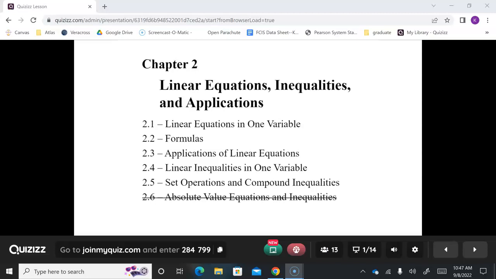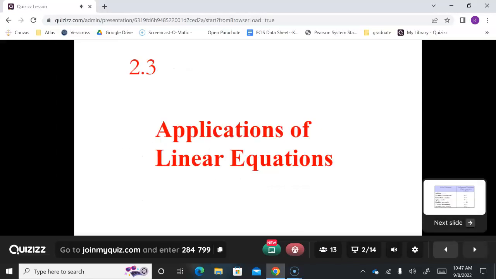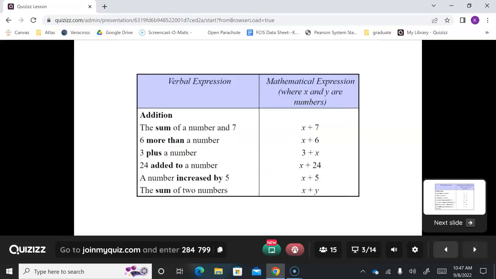All right, so we're starting with linear equations, okay? The first 4 slides are just a bunch of lists of verbal expressions representing mathematical expressions, where X and Y are just representing some numbers, okay?